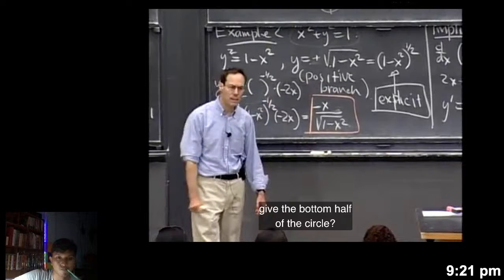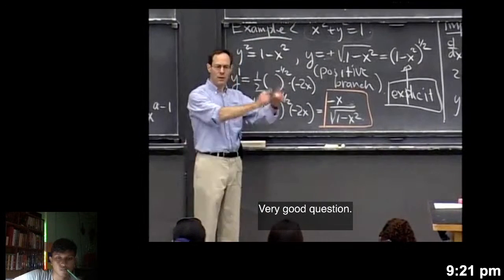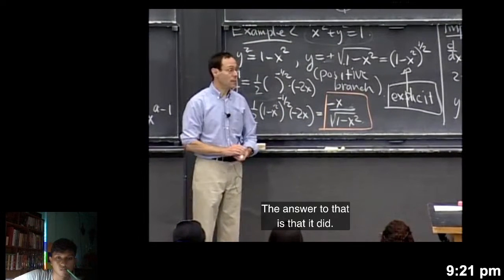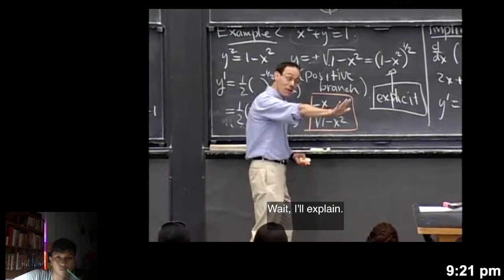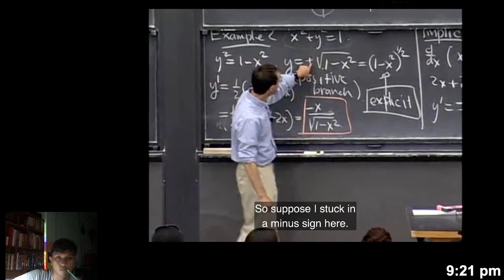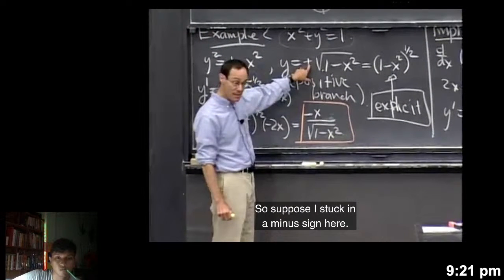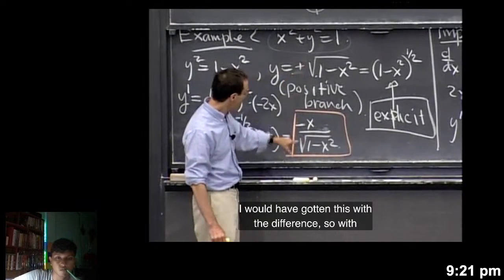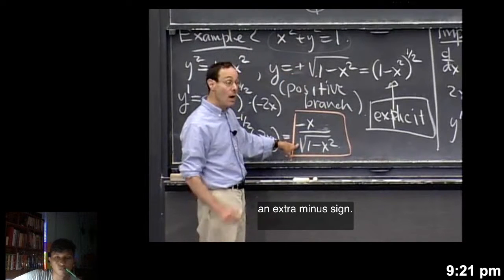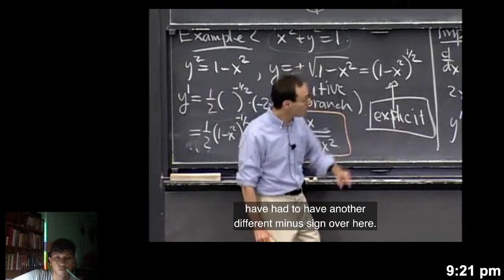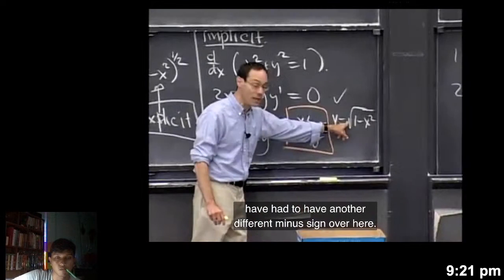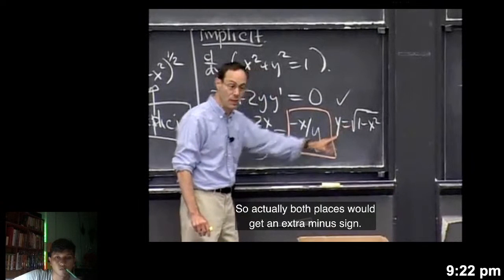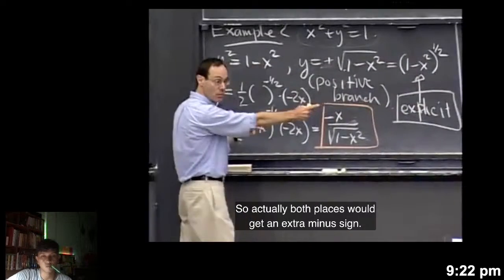The answer to that is that it did. I just didn't mention it. I'll explain. So suppose I'm stuck in a minus here. I would have gotten this with an extra minus sign. But then when I compared it to what was over here, I would have had to have another different minus sign over here. So actually both places would get an extra minus sign, and they would still coincide. So actually the implicit method is a little better. It doesn't even notice the difference between the branches.